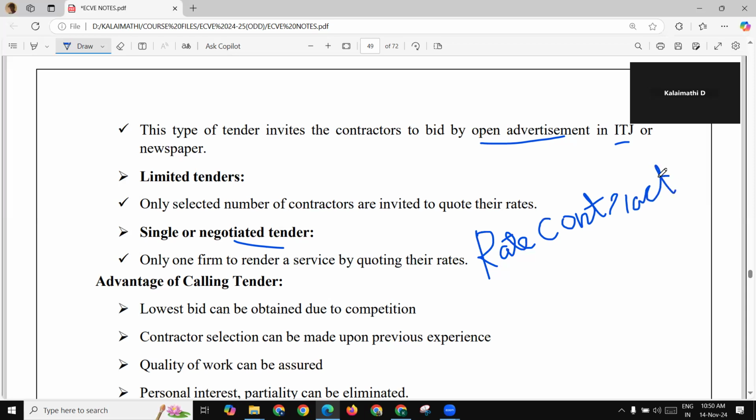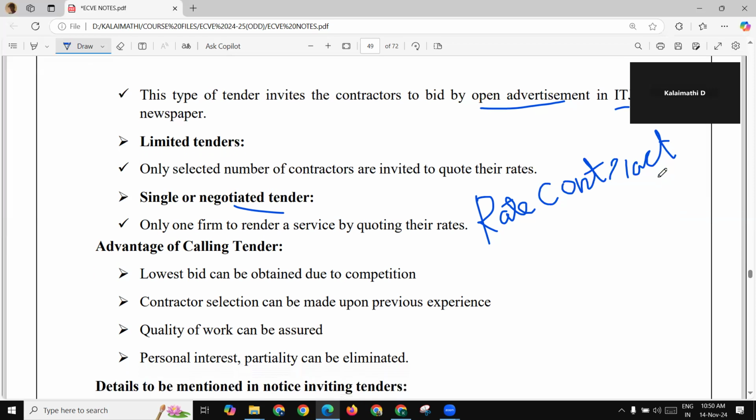Next is rate contract. This contract is normally used for supply of store items. It specifies the supply at a fixed rate during the period of contract. The quantities are not mentioned in this type of contract, and the contractor is bound to accept any order which would be placed before him.